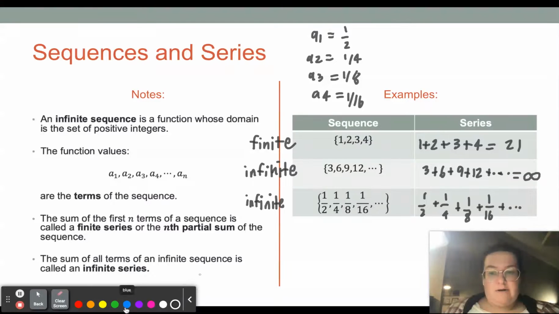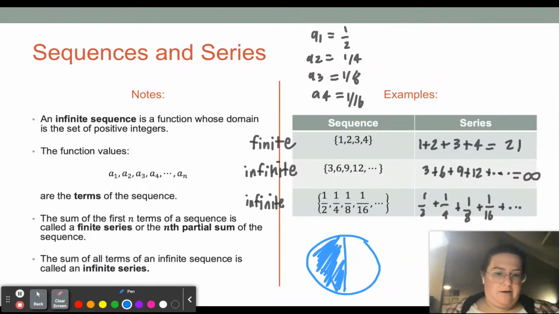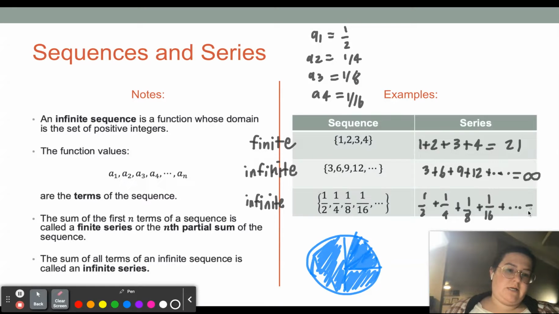You can kind of figure out what it is without knowing the rules. Here's a circle. 1/2 is there. If you add a fourth, then that much of the circle will be covered. If you add an eighth, then that much more will be covered. If you add another 16th, you can see this circle slowly gets closed. That's because this infinite series converges to the number 1. So if you add infinitely many 1 over powers of 2, you do get 1.